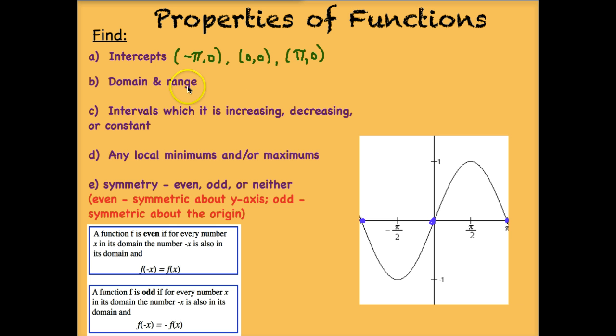Now let's think about our domain and range. We already talked about our domain. Our domain is going from negative pi to positive pi. But what about our range? Well, our range is going to go from our minimum point here, which is down at -1, all the way to our maximum point up here, which is at +1. So sometimes it helps to identify your local minimums and your local maximums prior to finding your range.